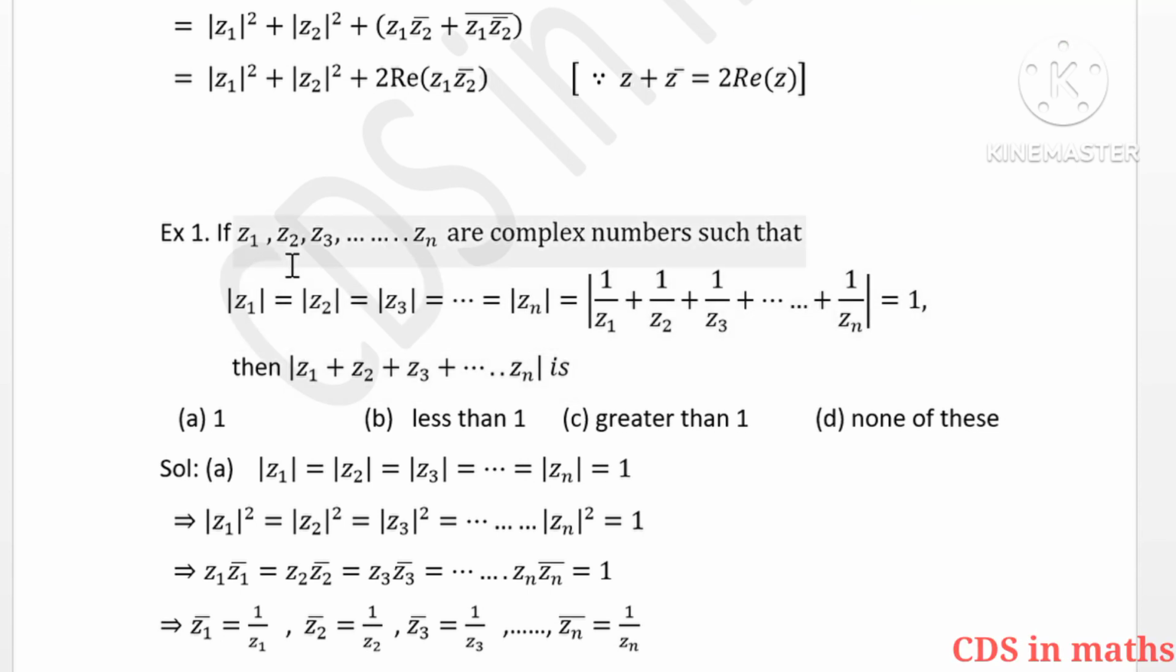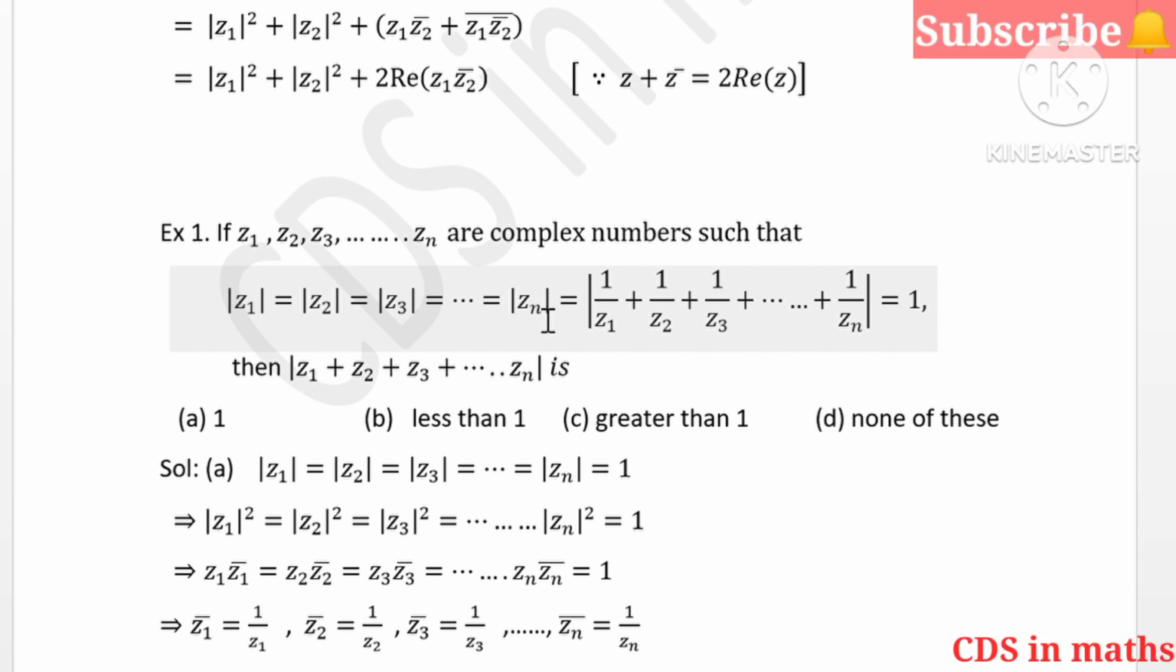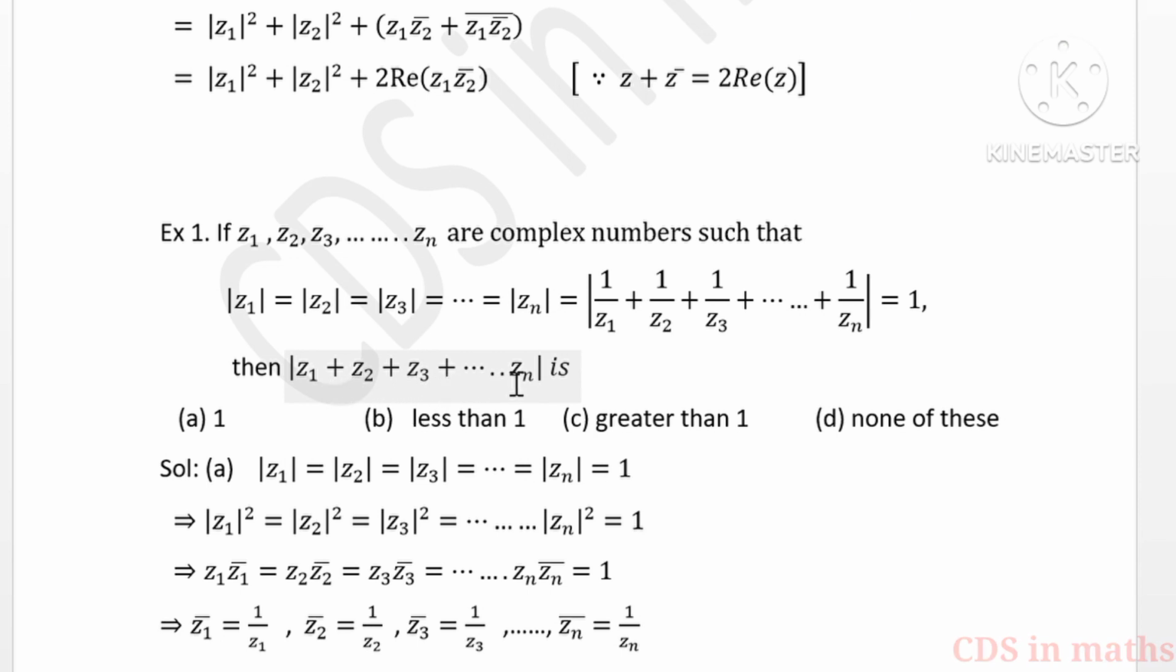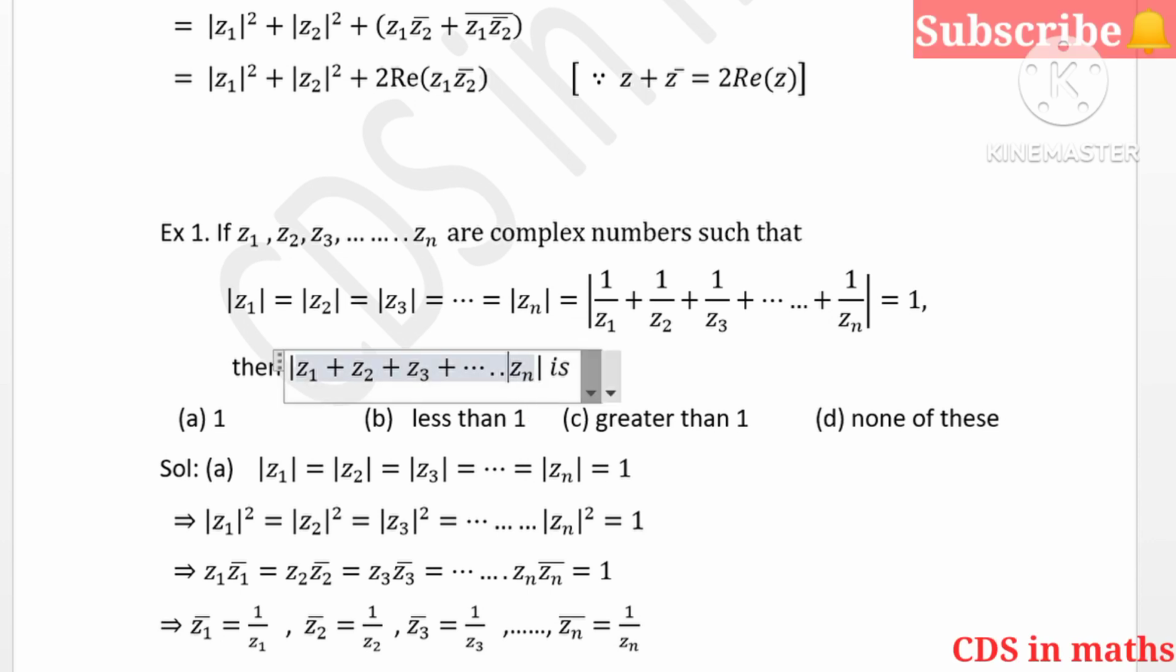There are n complex numbers z1, z2, z3, up to zn. The information given is that their moduli mod of z1, mod of z2, up to mod of zn are all equal to 1. And this is also 1: the mod of reciprocal of z1 plus reciprocal of z2 plus up to reciprocal of zn is also 1. Then what is the mod of z1 plus z2 plus up to zn? What is this value?